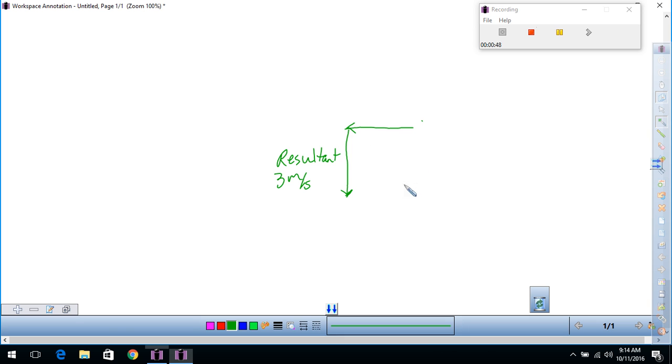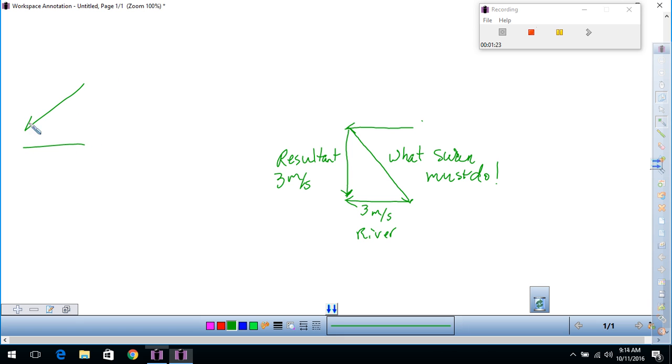All right, so if that's my resultant, then he's going to have to head out like that so that the river will push him that way. That's the river, and this is what the swan must do. If I want this to be the result and I want him to head south, if he just heads south, the river's going to push him that way and he's going to wind up over here. So he's going to have to allow for that pushing of the river and accomplish a greater speed this way so that by the time the river's finished doing its job on him, he winds up here.